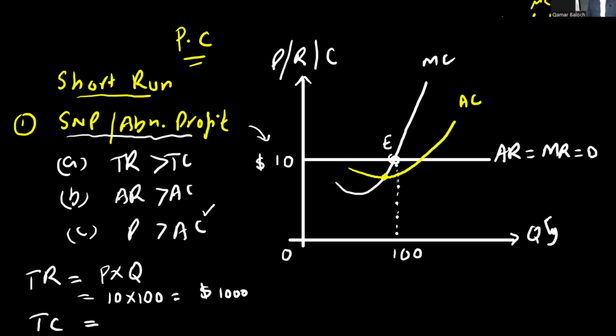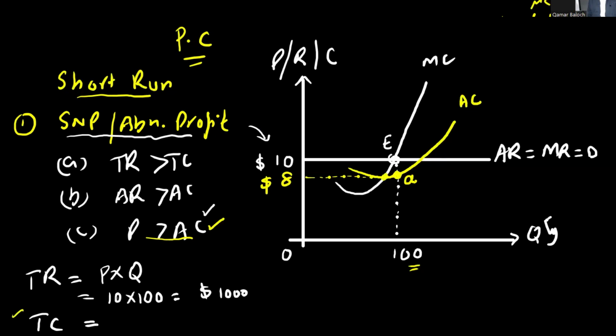And now we have to find out average cost. We have the perpendicular of quantity, that is 100 quantity, and this perpendicular intersects average cost at point A. And at point A, we can find out average cost. Let's say it's $8. Price was $10. Average cost is $8. It means price is greater than average cost. We have satisfied this condition. So firm will earn supernormal profit.